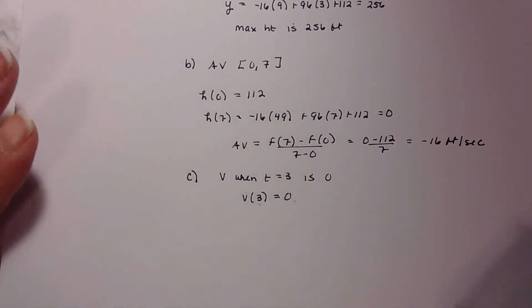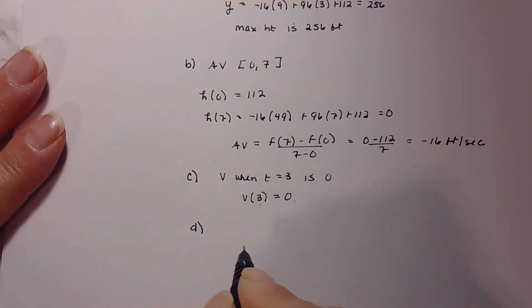And then finally, in D, they want you to estimate to the nearest hundredth the velocity of the ball the instant it hits the ground.